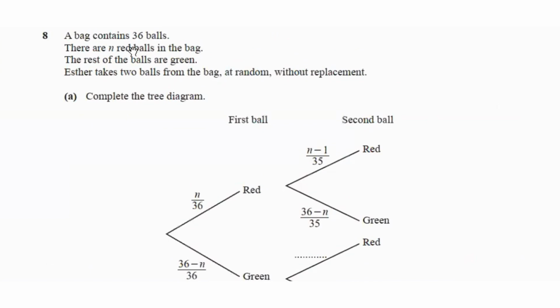Question 8 says a bag contains 36 balls. There are n red balls in the bag. The rest of the balls are green. Esther takes 2 balls from the bag at random without replacement. Complete the tree diagram.